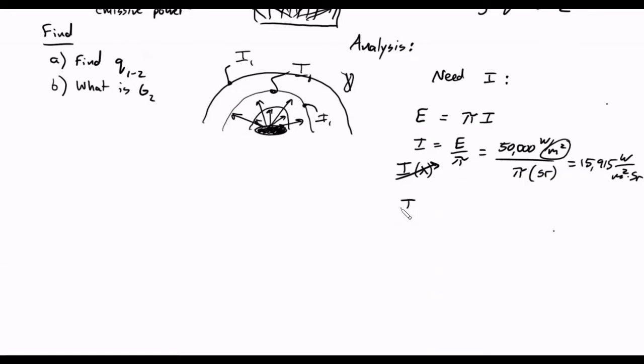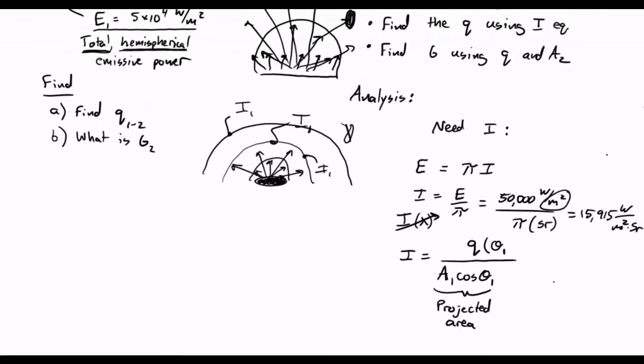All right. So we have intensity, and that's great because a different, more fundamental definition for intensity is our heat rate divided by the projected area. So this is the projected area of our emitted surface, and that is projected in the direction theta 1. So this isn't just any old heat rate. This is the heat rate moving in the direction of theta 1. And that's kind of looking like what we want, right?